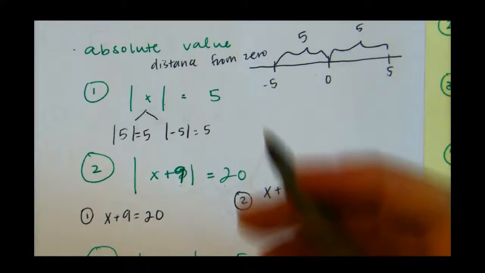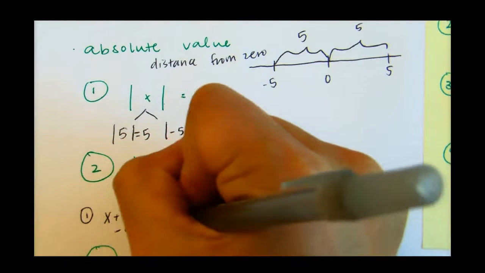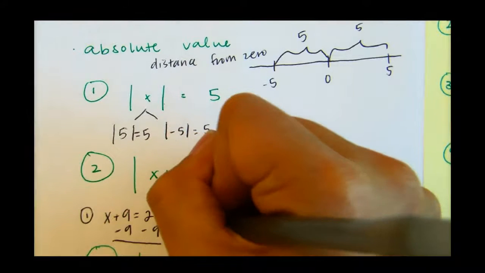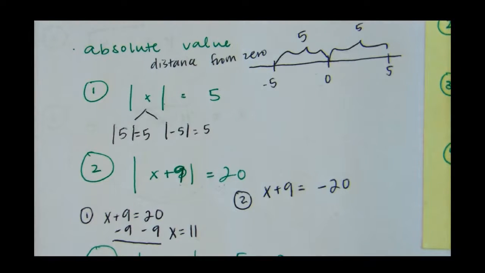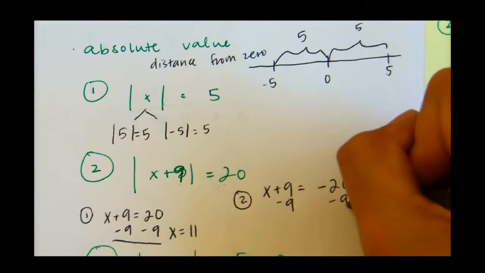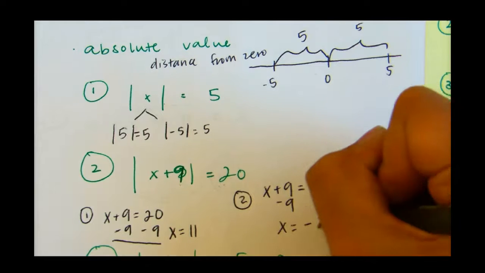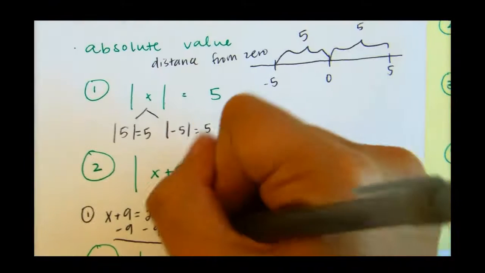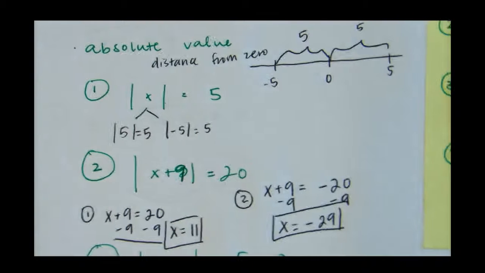Now I'm just going to solve. Subtract 9 from both sides. 20 minus 9 gives me x is equal to 11. So that's one solution. If I subtract 9 from both sides over here, I'll get x is equal to negative 29, and that will be the other solution. So I should have 2 solutions every time, at the least, for my absolute value equations.